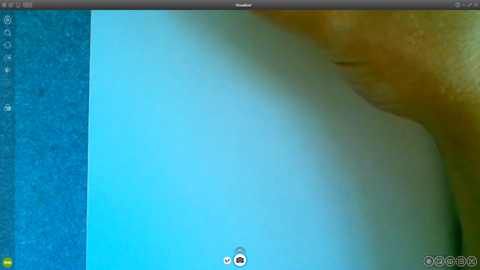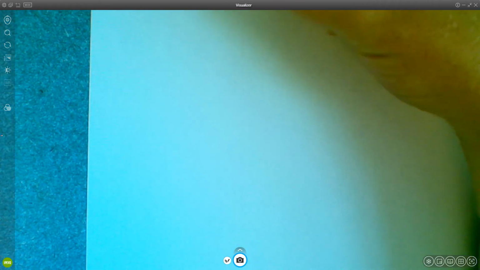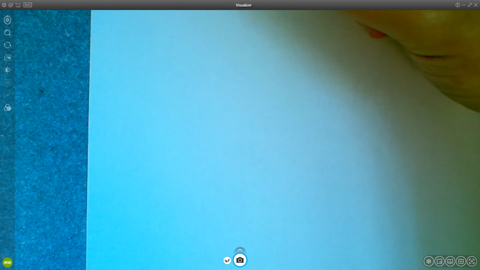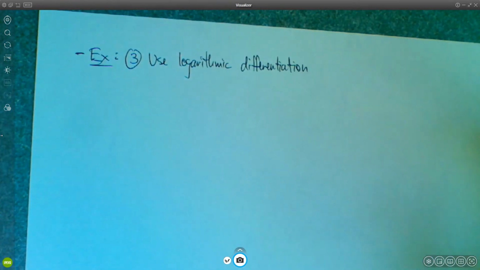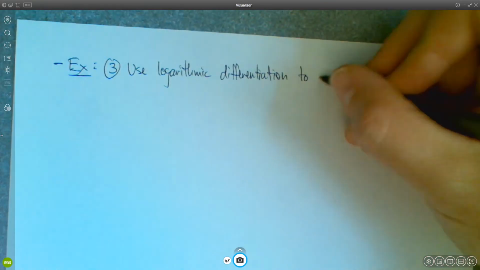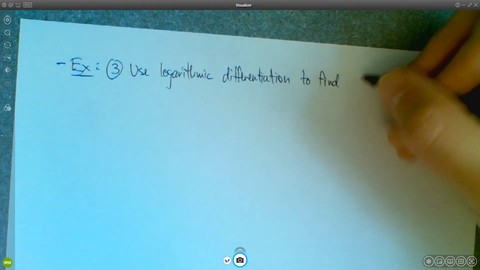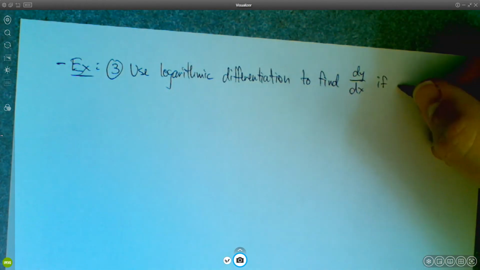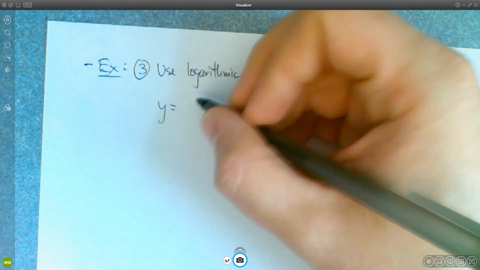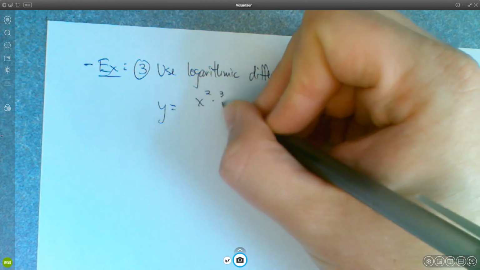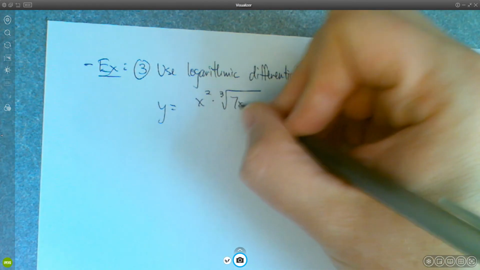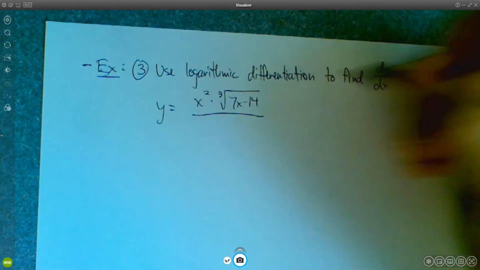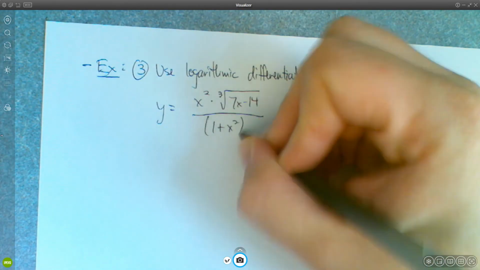So let's use logarithmic differentiation. Whoops, sorry, you couldn't see what I was writing. Let's use logarithmic differentiation to find dy/dx if y equals x squared times the cube root of 7x minus 14 over 1 plus x squared to the 4th power.